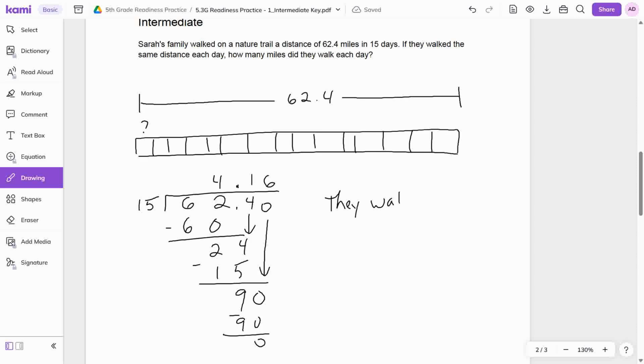We can say they walk 4.16 miles. That's mi each day. We don't just put m, because m is more typically used for meters. That's a different unit.